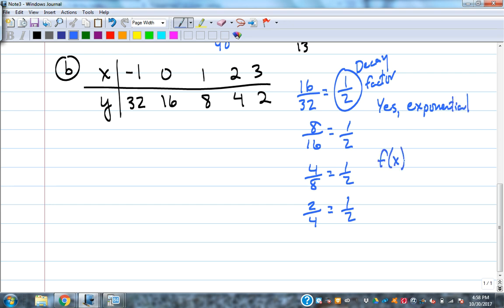The function. What's the initial value? 16. Why not 32? Yeah, the x isn't 0 on 32. It's 16 is where the x is 0. So 16 times 1/2 to the x. And yes, put the 1/2 in parentheses. It's fairly important.